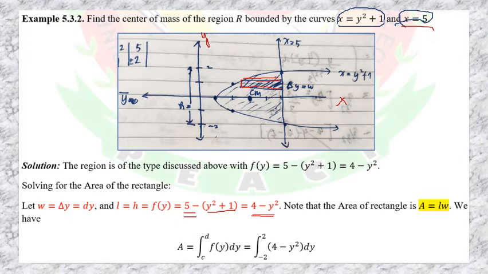So our area is the integral of f of y dy, evaluated from c to d because the rectangle is horizontal. Remember: for a horizontal rectangle in terms of y, the limits are from c to d, along the y-axis. For a vertical rectangle in terms of x, it is evaluated from a to b, along the x-axis. So f of y is replaced by 4 minus y squared, which we will also use later for the center of mass. And dy is the width of the rectangle.